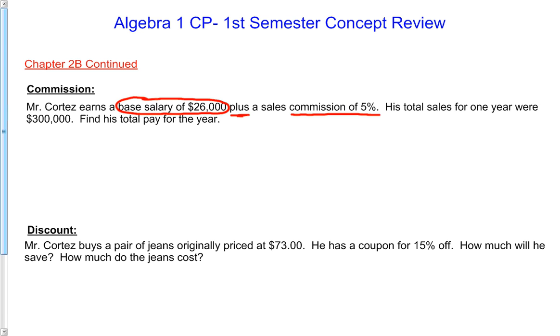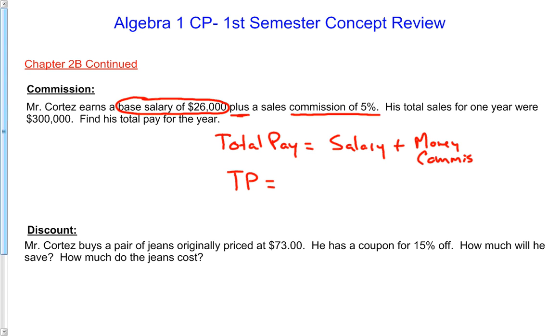Well, if we're going to find his total pay, it is equal to his salary plus the money he makes from commission. Just write this as money commission. I know his salary, so using TP for total pay, TP is equal to 26,000 plus, now this is the thing I need to figure out. I need to figure out how much money he makes in commission.